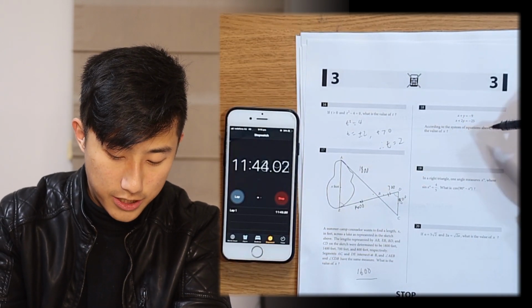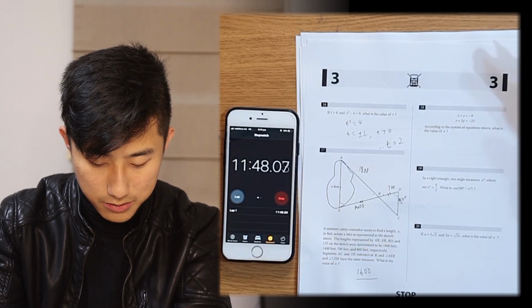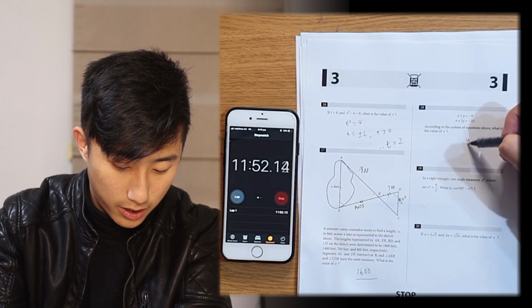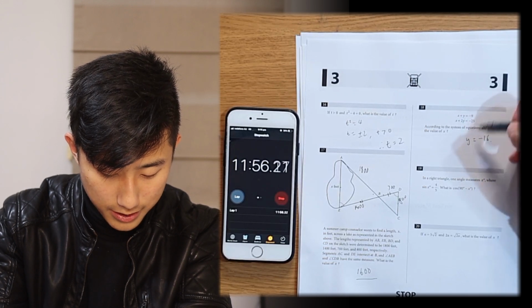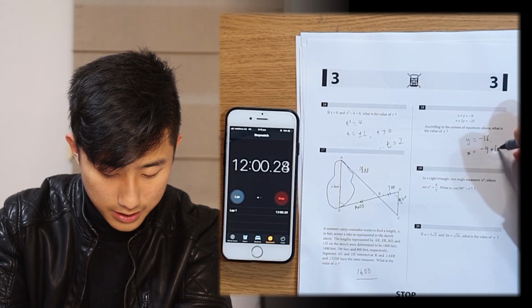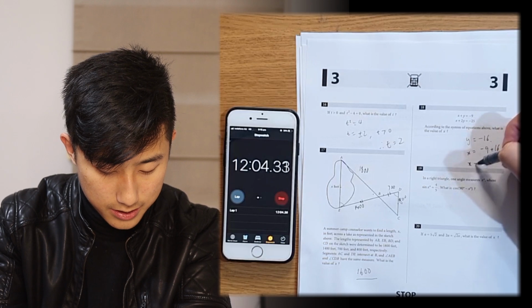According to the system of equations above, what is the value of x? Another simultaneous equation. Okay, well, you can see that this is just one y extra, so y is clearly negative 16. And therefore that means x is negative 9 plus 16, which is 7. So x is equal to 7.